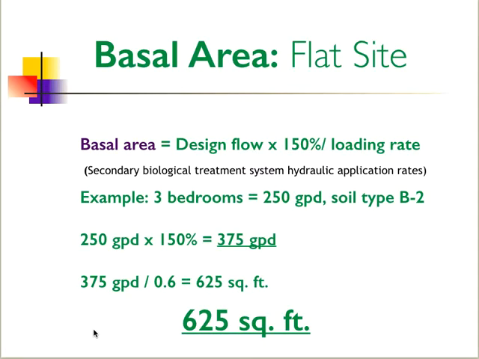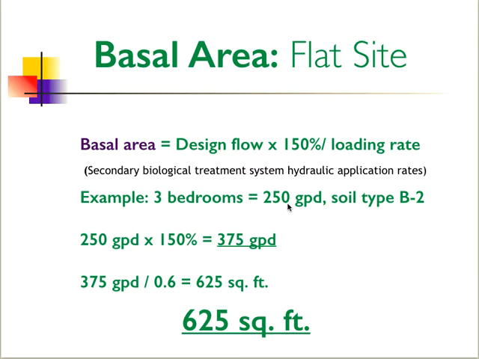So looking at the basal area for a flat site, basal area is going to be the design flow, and for the basal area and the layout for the coils, we want to multiply our design flow by 150%. And then we're going to divide that factor by the loading rate. And because we're getting such high treatment quality, the state is going to allow us to use the secondary biological treatment system hydraulic loading rates. So they're a little bit higher than for the normal septic tank effluent.